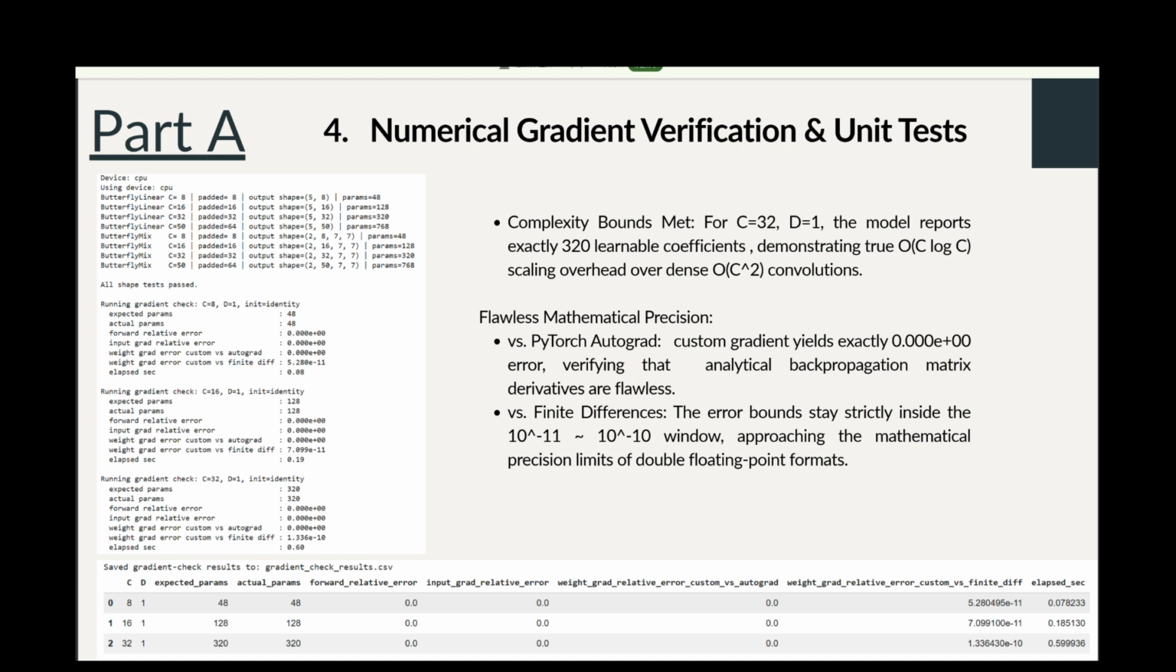All shape and gradient tests have successfully passed, validating that our custom operator is exceptionally stable and fully prepared for deep CNN block integration.